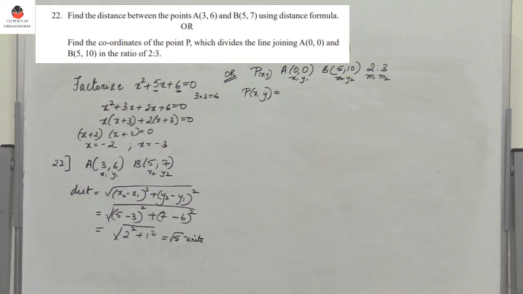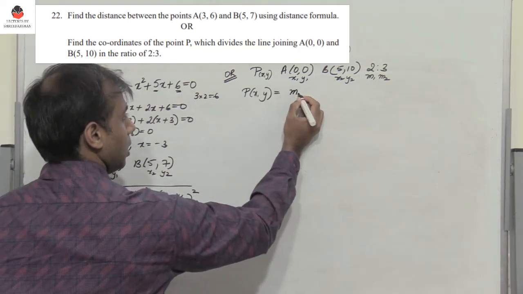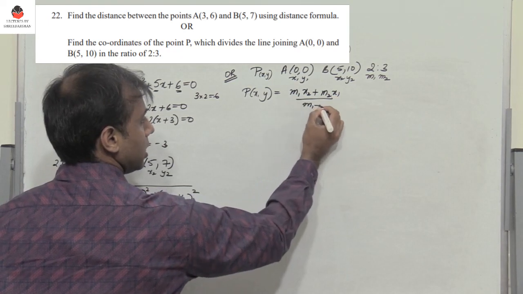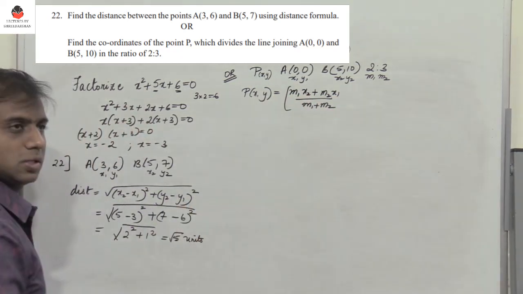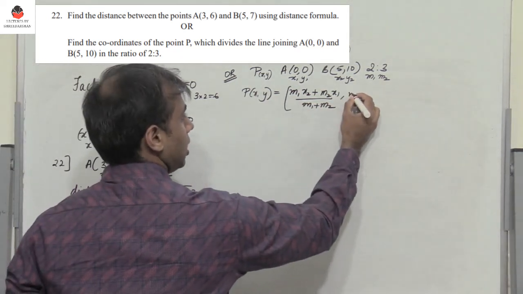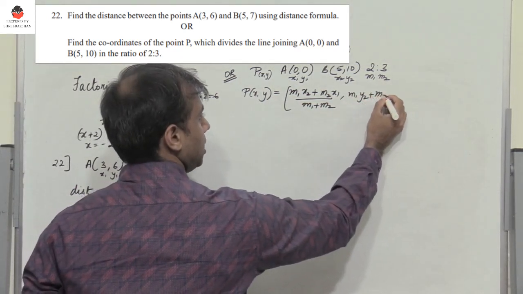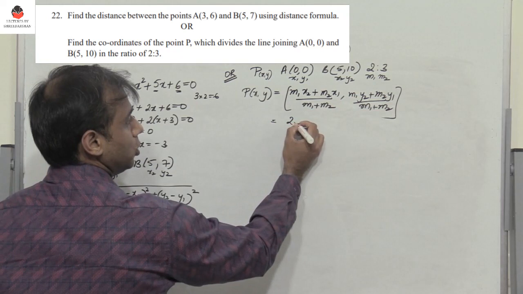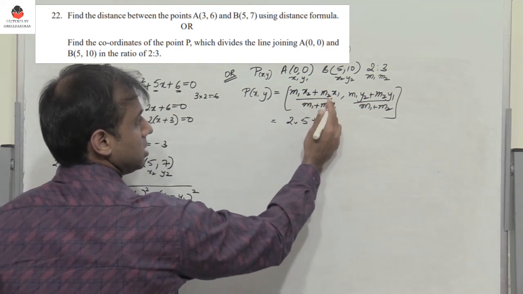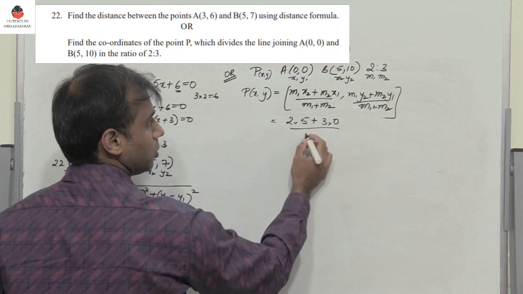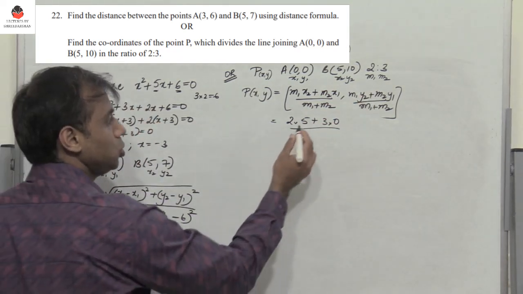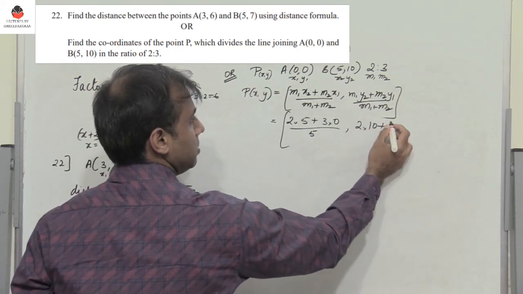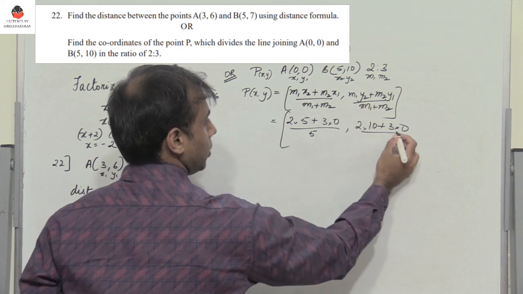Right? So what is section formula? m1 x2 plus m2 x1 divided by m1 plus m2. So this is for the x coordinate, and then you have m1 y2 plus m2 y1 divided by m1 plus m2. So m1 is 2 into x2 is 5 plus m2 is 3 into x1 is 0 divided by m1 plus m2 is 2 plus 3 which is 5. Then m1 is 2 into y2 is 10 plus m2 is 3 into y1 is 0 divided by 5 again.